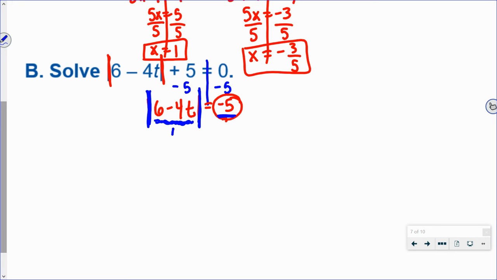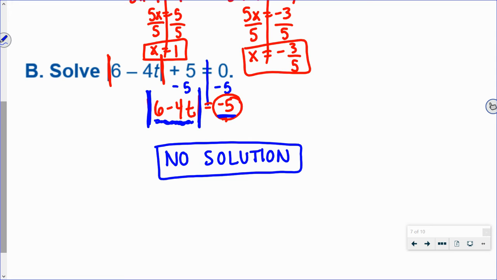Or what number can I plug into these absolute value bars that when I take the absolute value of it, I'm going to get out negative 5? There is no such number. We always get out positive. Distance can only be positive. So anytime this happens, once you get the bars by themselves and you have a negative value, that means there is no solution.